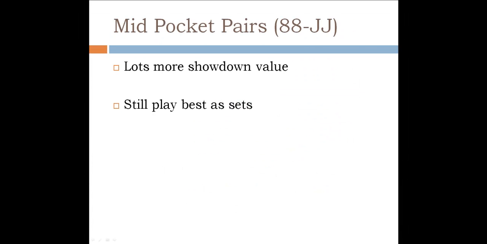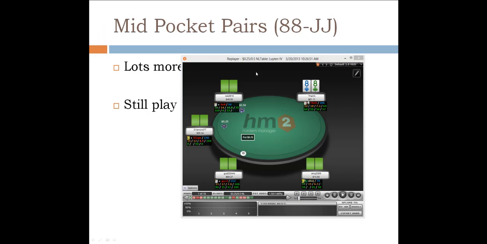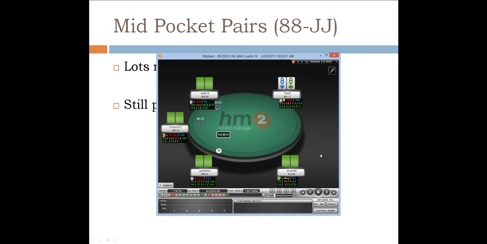So now I'm going to talk about mid-pocket pairs from middle position, 8s through jacks. They have a lot more showdown value than small pocket pairs, but often still play best as sets. So let's look at the hands. A combination of 50 no limit and 100 no limit. Pocket 8s, I get 3-bet. We are deep enough to call here.